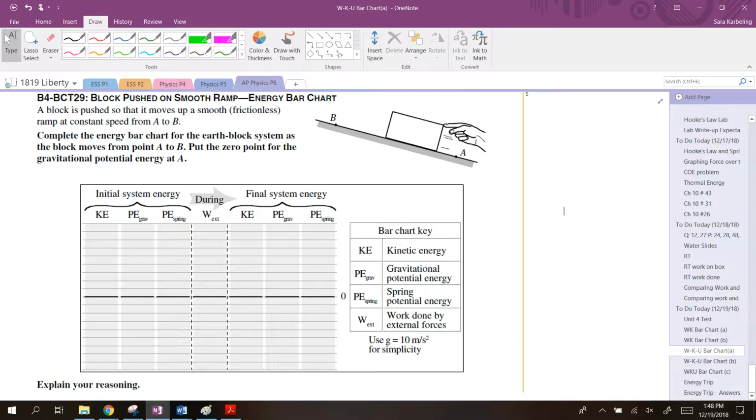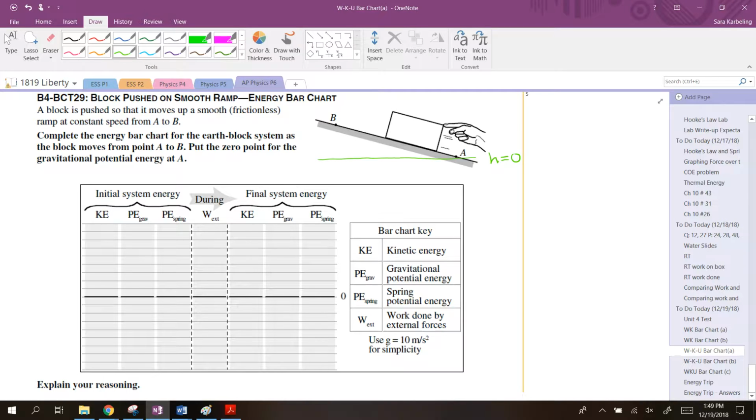All right, so here's the situation in this story. We've got a block that's pushed so that it moves up a smooth, frictionless surface at a constant speed from A to B. It says to complete the energy bar chart for the Earth block system as the block moves from point A to point B. Put the 0 point for the gravitational potential energy at A. So they're taking that opportunity away from you, but that also means that we all can have the same story. So I'm going to go ahead and draw my H equals 0 line down here. Okay? And given that information, let's talk about the beginning part of the story.